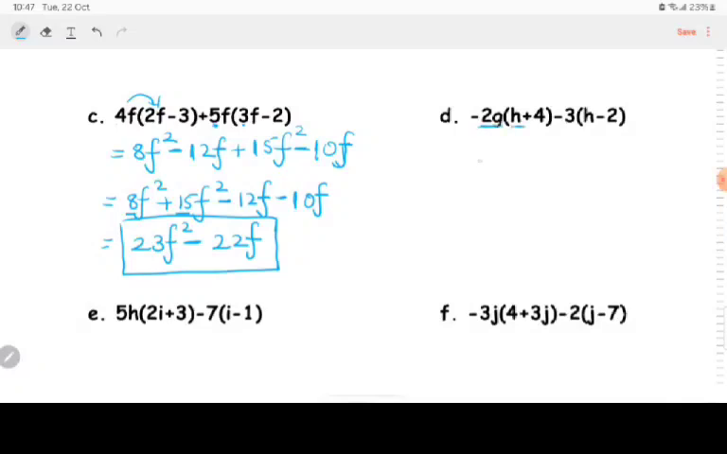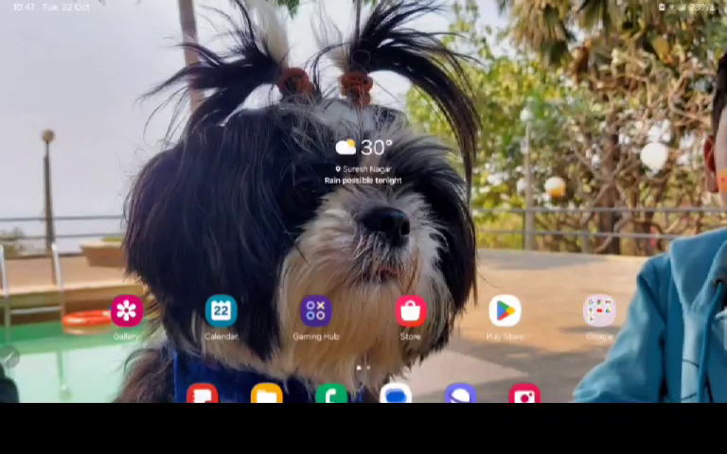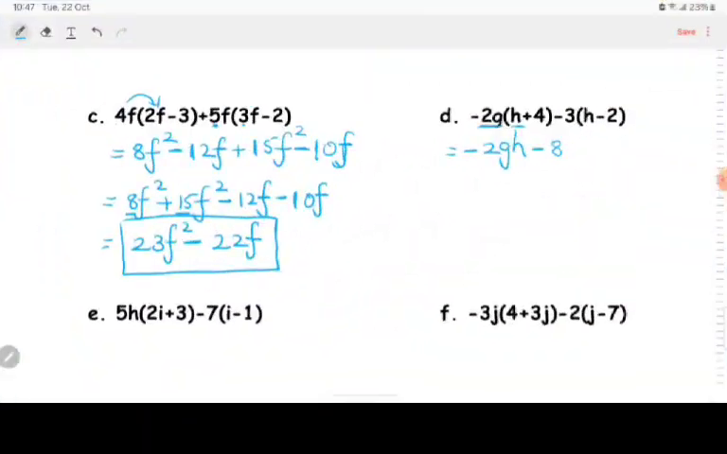Here we go. Minus 2G and H makes it minus 2GH. Minus and plus is always a minus. 2 into 4, 8G. Minus 3 into H, 3H. Minus and minus becomes plus. 3 into 2 makes it 6, which is equal to 2.